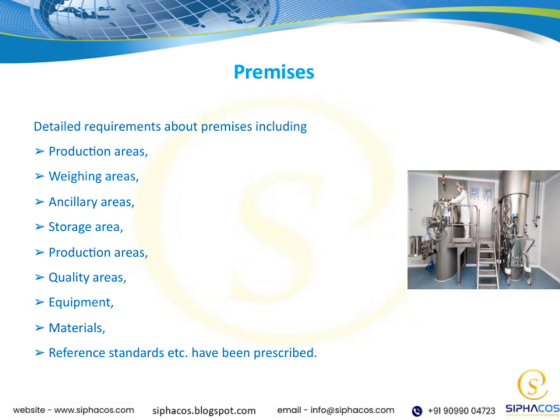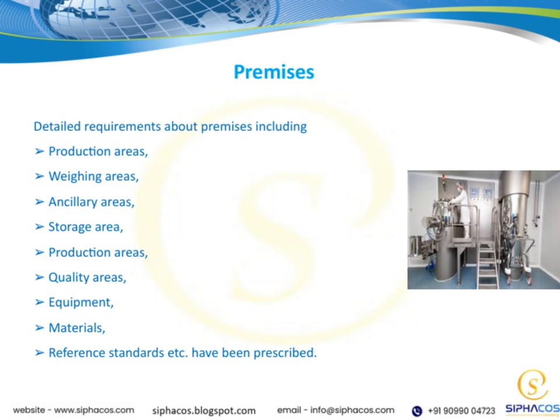Equipment placement is another key aspect. Equipment should be positioned to facilitate smooth operations and easy cleaning, while also preventing cross-contamination. Materials used in the premises, along with the reference standards, must be specified and controlled. This helps maintain consistency and compliance with regulatory requirements.